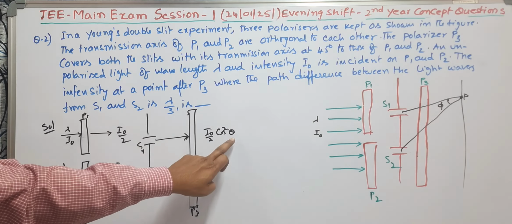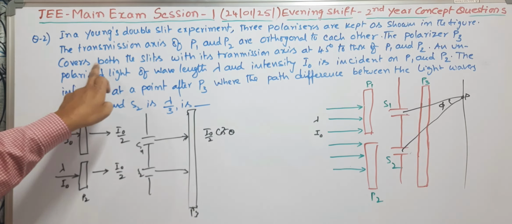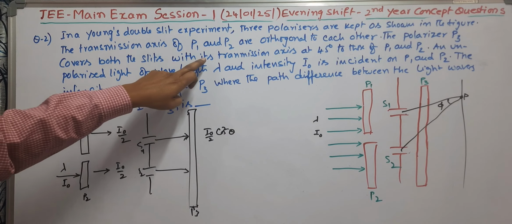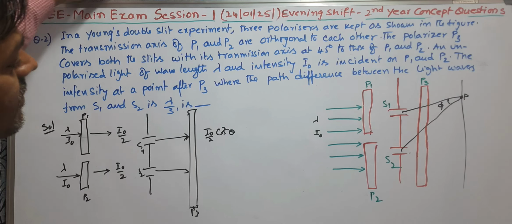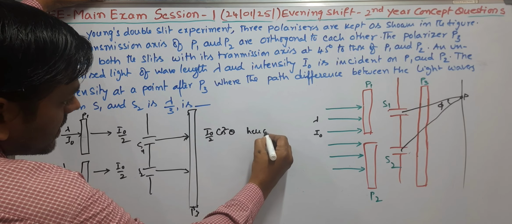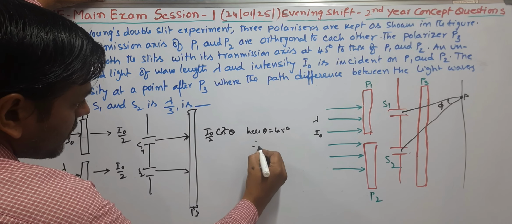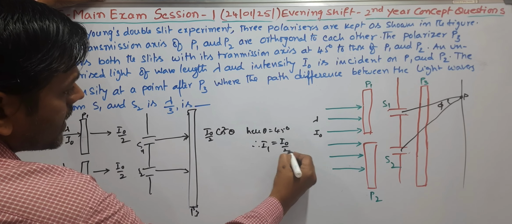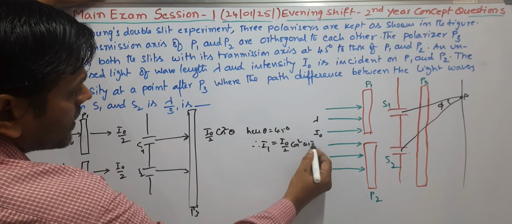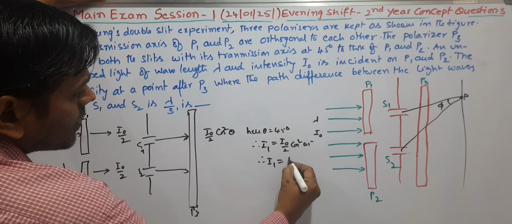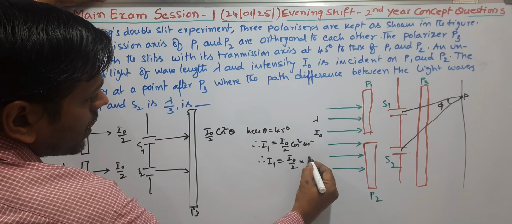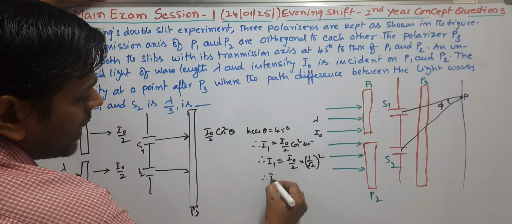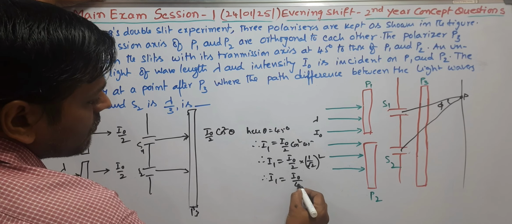Here, as given, the polarizer P3 covers both the slits with its transmission axis at 45 degrees, so theta equals 45 degrees. Therefore, the intensity of light from slit S1, from Malus law, is I naught by 2 cos square 45. Therefore, I1 equals I naught by 2 into 1 by root 2 whole square, because cos square theta, so I1 equals I naught by 4.